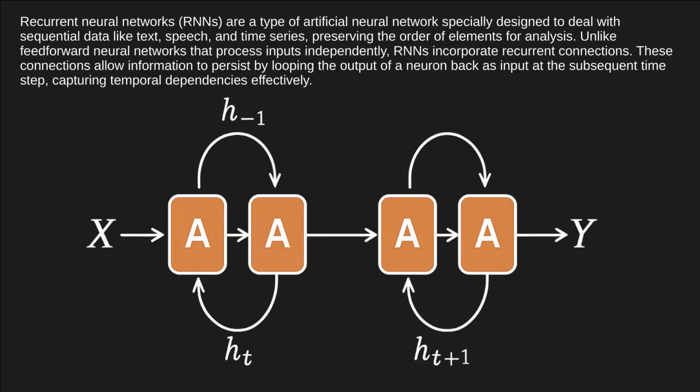Recurrent neural networks, RNNs, are a type of artificial neural network specially designed to deal with sequential data like text, speech, and time series, preserving the order of elements for analysis. Unlike feed-forward neural networks that process inputs independently, RNNs incorporate recurrent connections. These connections allow information to persist by looping the output of a neuron back as input at the subsequent time step, capturing temporal dependencies effectively.